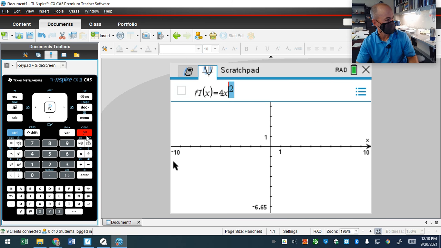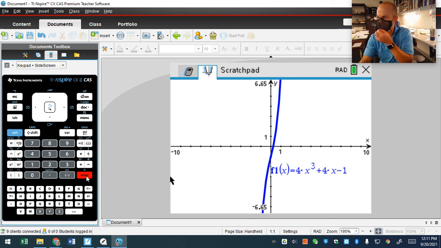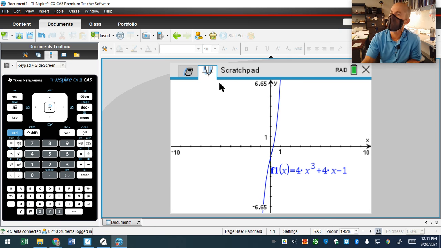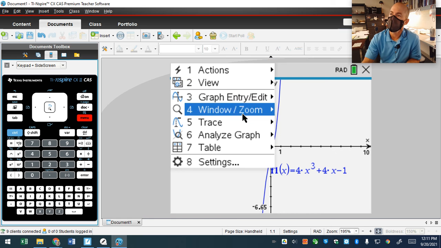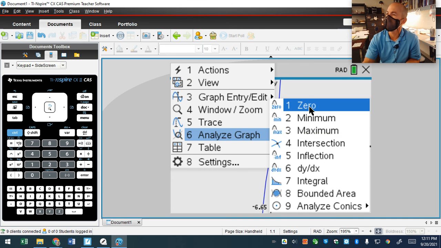Oh, that's not a cube. 4x cubed plus 4x minus 1. Minus 1. And I'm graphing that. And I want to find the x-intercept, and there's only 1, thankfully. So I'm going to go menu, analyze, intersection. Nope, 0.